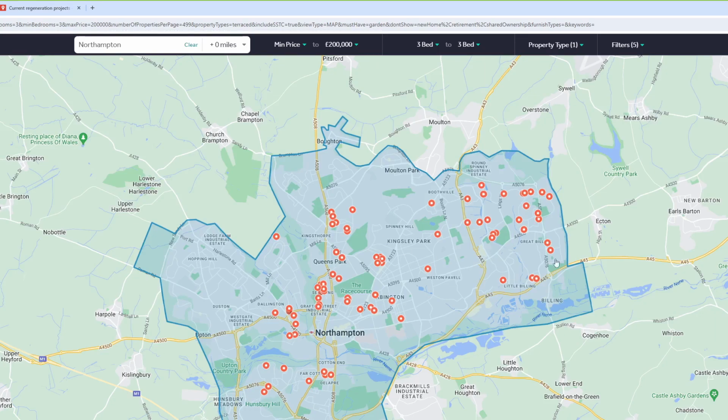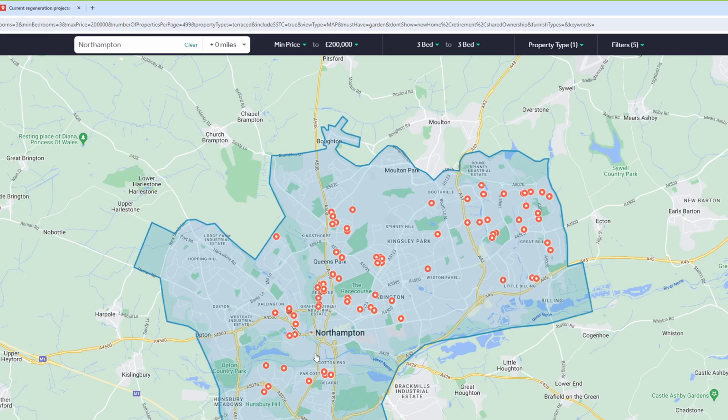And what I can see is there's basically an area over here. There's one or two scattered, but they're not sufficiently close enough. There's a cluster here. There's a cluster up here. I've got a cluster here in Semilong. I've got a cluster here down towards Far Cotton, a cluster here over towards Duston, and a cluster over here towards Hunsbury Hill.